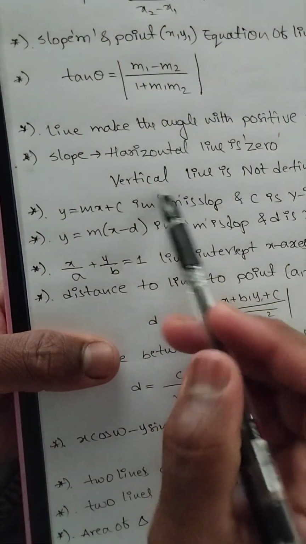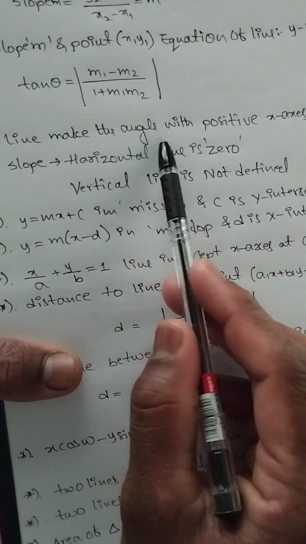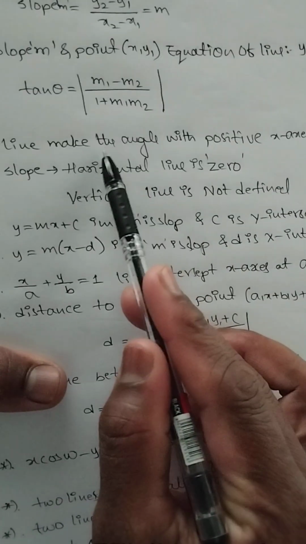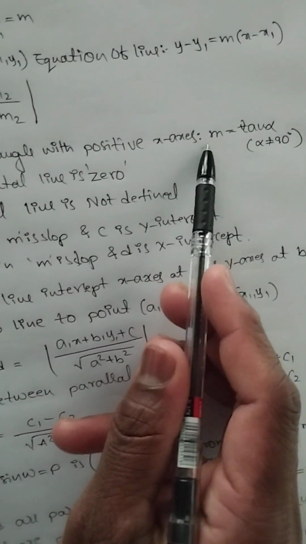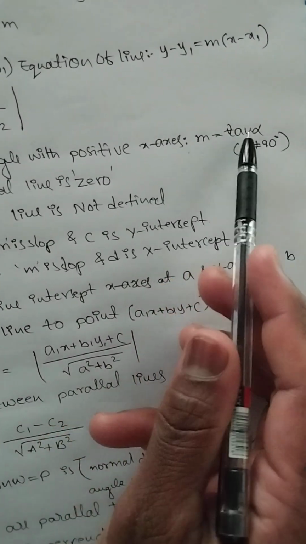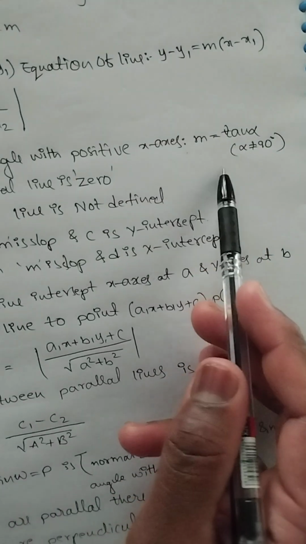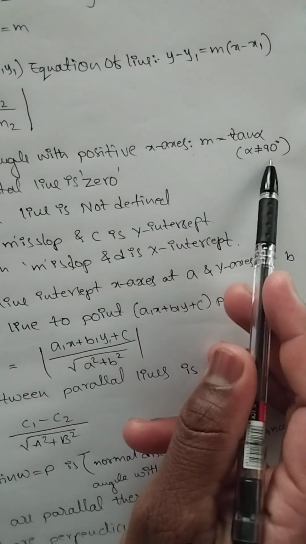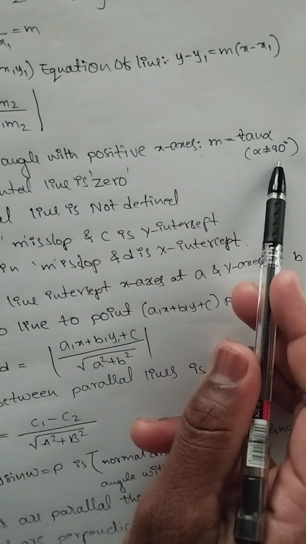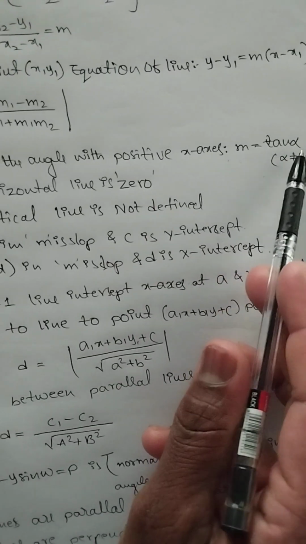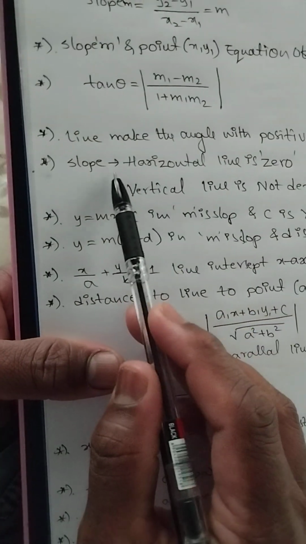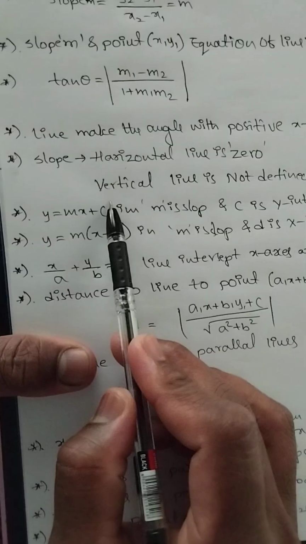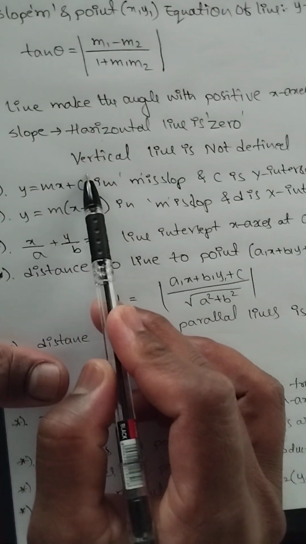Then next, any line making an angle alpha with the positive x-axis, its slope m equal to tan alpha directly. Alpha must not equal 90. If alpha is 90, that is not defined, so directly m equal to tan alpha only. Then the slope of a horizontal line is 0 and at the same time the slope of a vertical line is not defined.